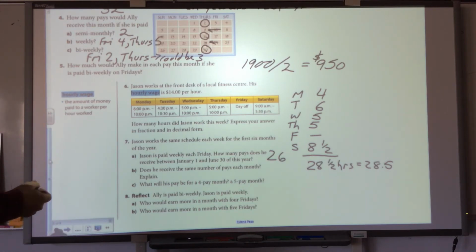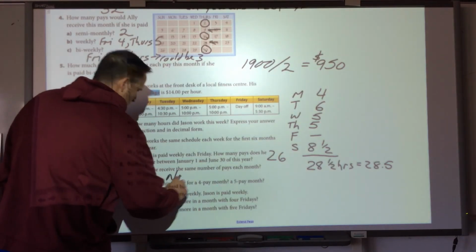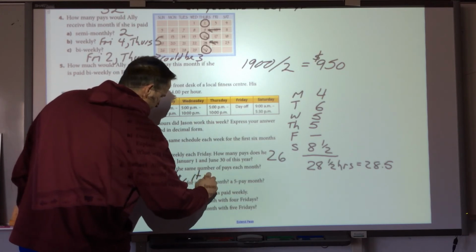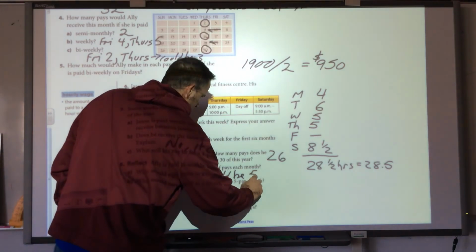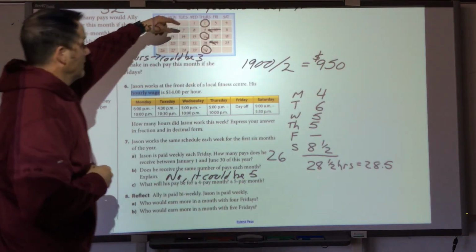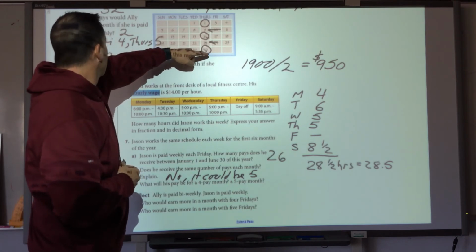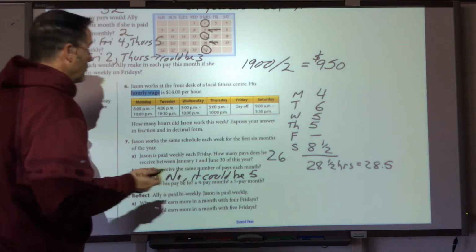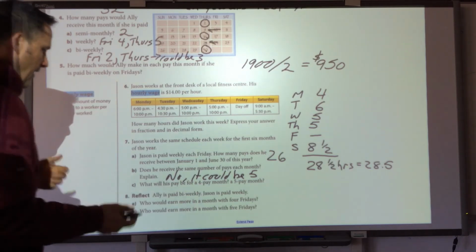Does he receive the same number of pays each month? No. Could be 5. Based on this, again, if he were paid on Thursday, he could get 5 paychecks. If he's paid on Friday, 4. So it depends on the day of the week they're getting paid. What will this pay be for a 4-pay month or a 5-pay month?